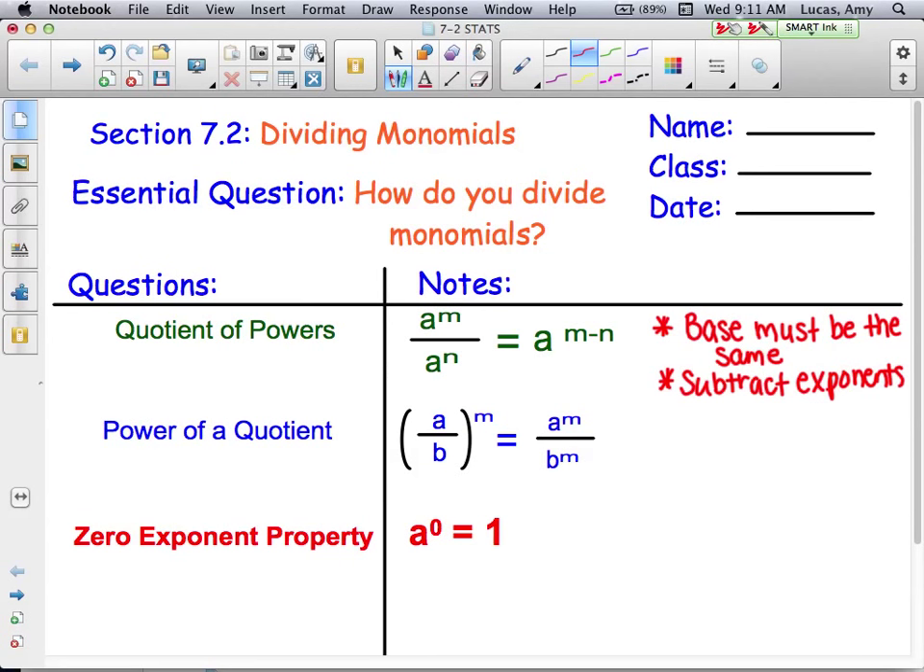The next property is called power of a quotient. So we have a power or an exponent on our quotient. This is very similar to the one where we had power of a product. You distribute the exponent that's outside of the parentheses to everything inside. If the terms on the inside already had an exponent, you would have to multiply them together. And then our last property is called the zero exponent property. Anything to the zero power equals the number 1. It's kind of like an identity property.